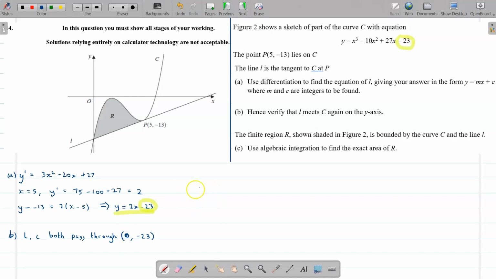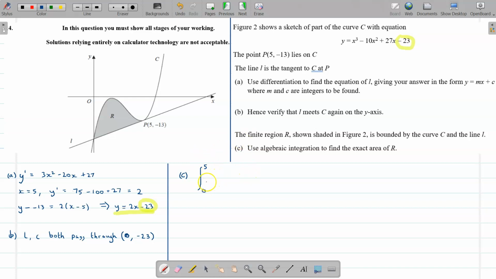Right, okay, now part C, the finite region R we've got to find. So for part C, it's quite a simple, straightforward integration. So we just need to put a line down there to separate that off. We need the integral between the limits of x equals 0 and x equals 5, and we'll make a single function, which is the subtraction of the straight line from the curve.